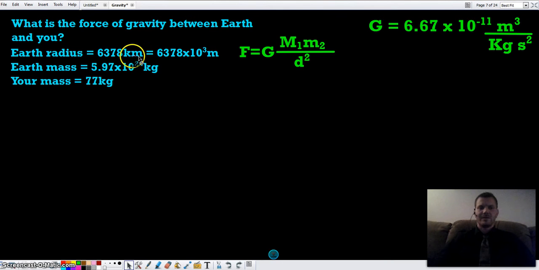The problem here is that we have kilometers. Over here in our gravitational constant, we can look to this for units that we want to use. We want meters. Meters is also the standard SI unit. We're always going for the standard SI unit here, so we want 6,378 times 10 to the third meters. I knew to change it to this number from here because kilometers, the kilo, means times 10 to the third. Anytime you see kilo, you can replace the K with times 10 to the third.